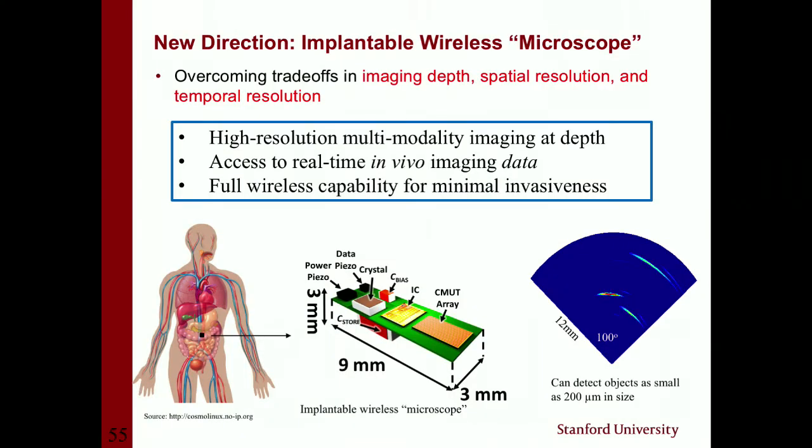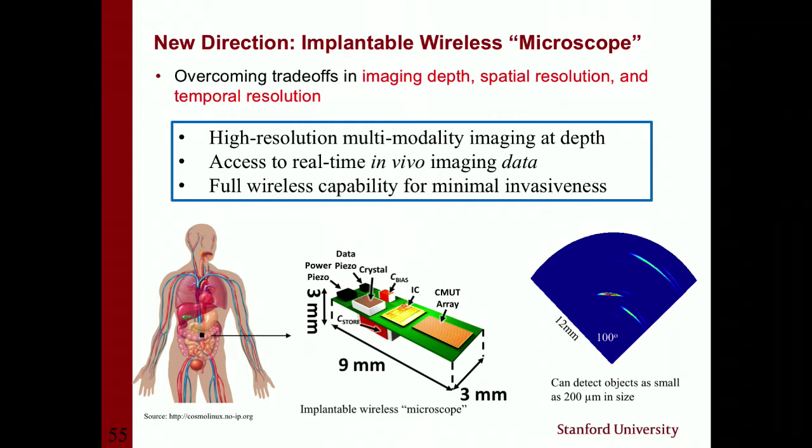And one new direction, I'm not going to talk about this a lot, but a new direction we kicked off about 1.5 years ago was an implantable microscope. So optical imaging has been very powerful. Optical imaging provides high resolution, functional imaging in vivo, real time. The major problem with it is scattering. If I want to go deep in, photons scatter, I'm not able to image at depth.